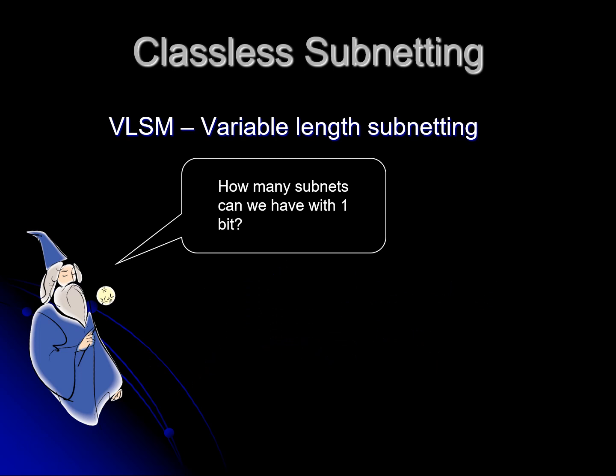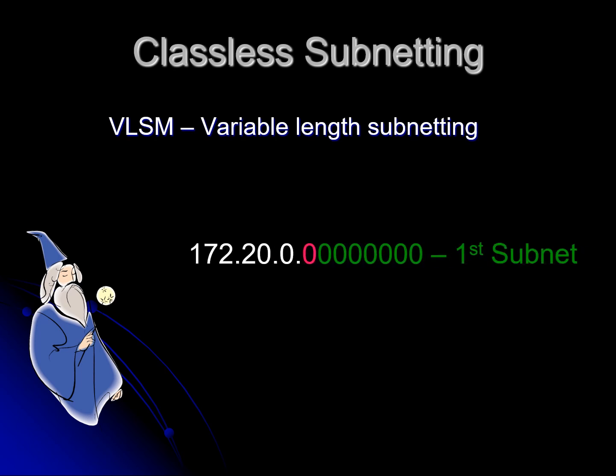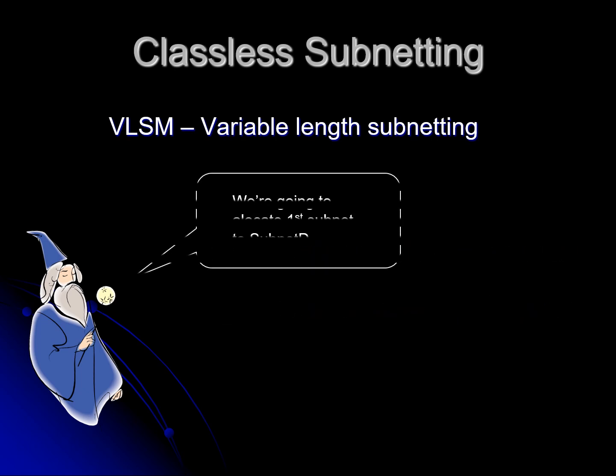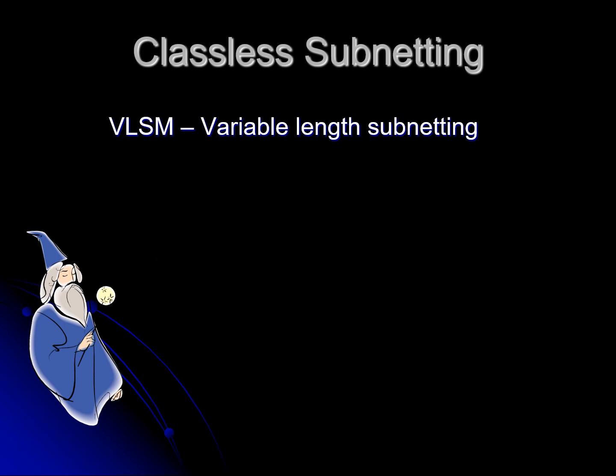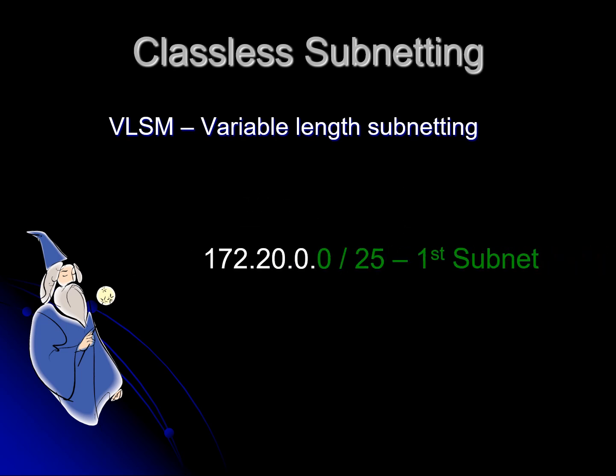So how many subnets can we have with 1 bit? We can have 2 subnets, like so. That's your first one, the all-0 subnet, and then your second subnet. We're going to allocate the first subnet to subnet D. In decimal, your first subnet is 172.20.0.0/25. That's your first subnet.